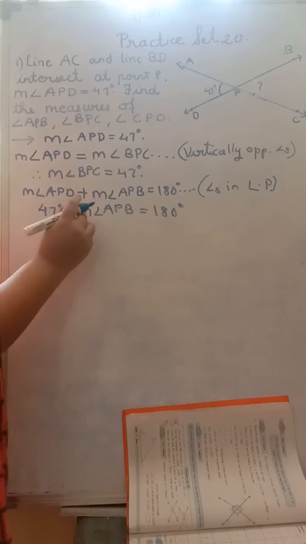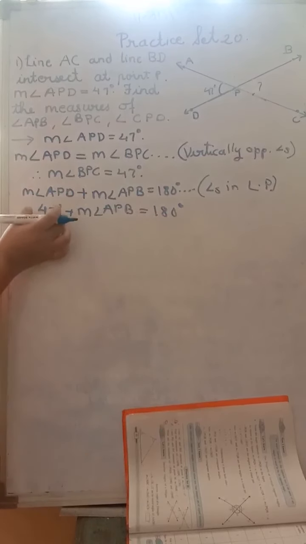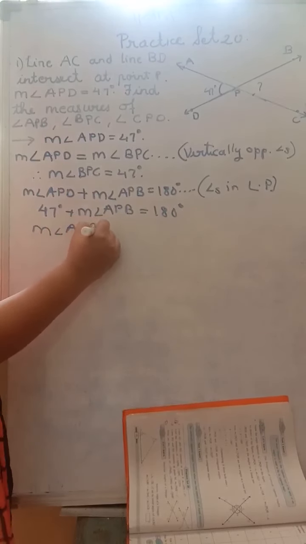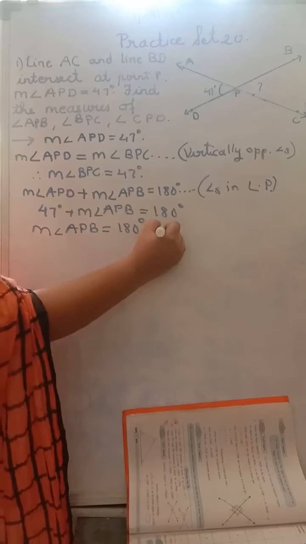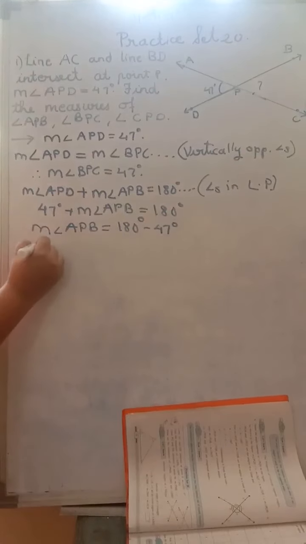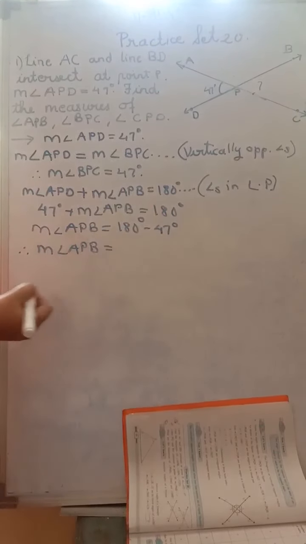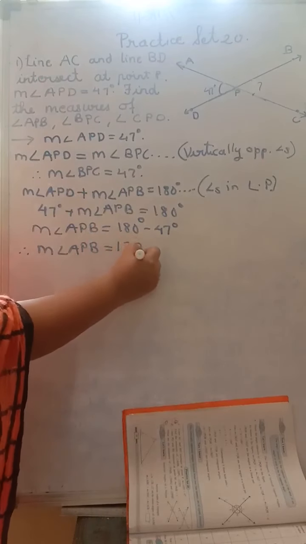Okay. So now we will remove this 47 by subtracting. So what will remain here? Or this 47 will take to other side. So what will remain? Measure angle APB is equals to 180 degree minus 47 degree. Therefore, measure angle APB is equals to 180 minus 47 is 133 degree.